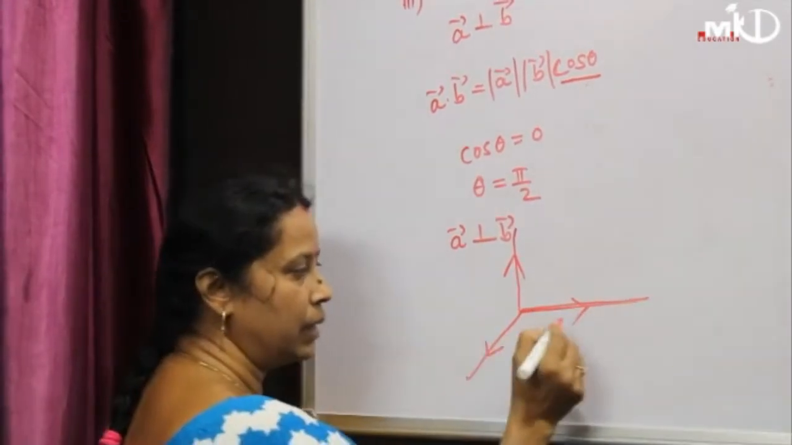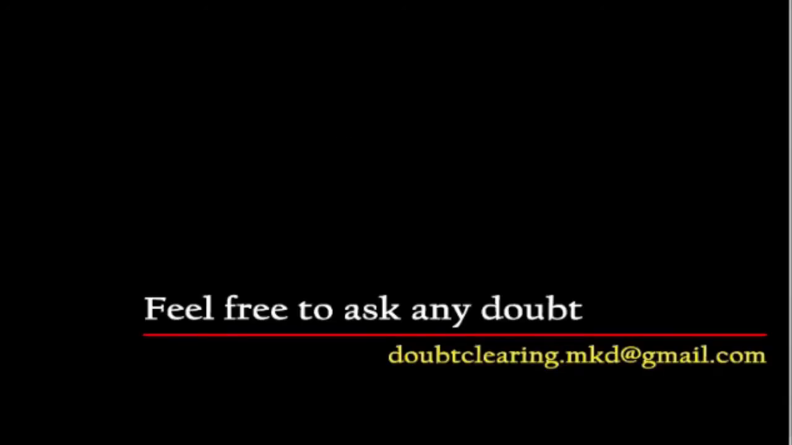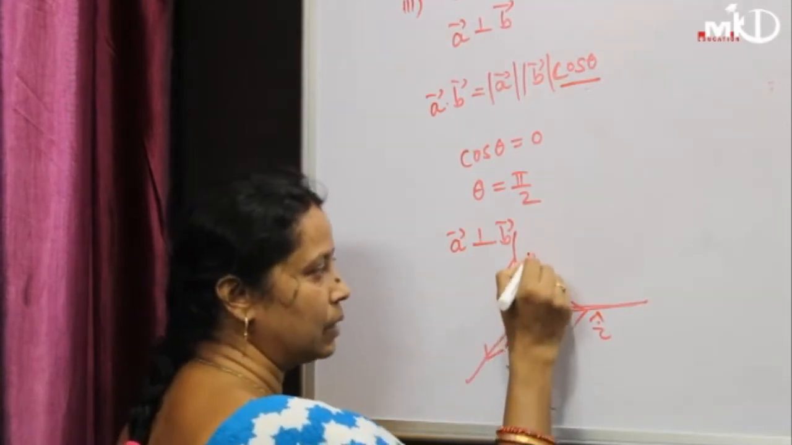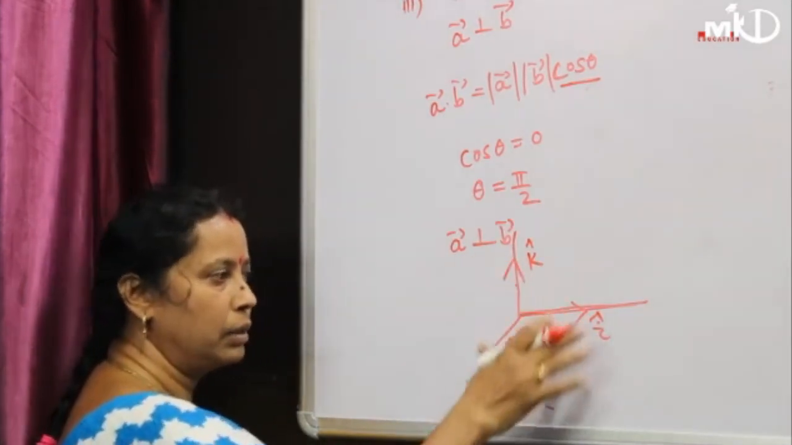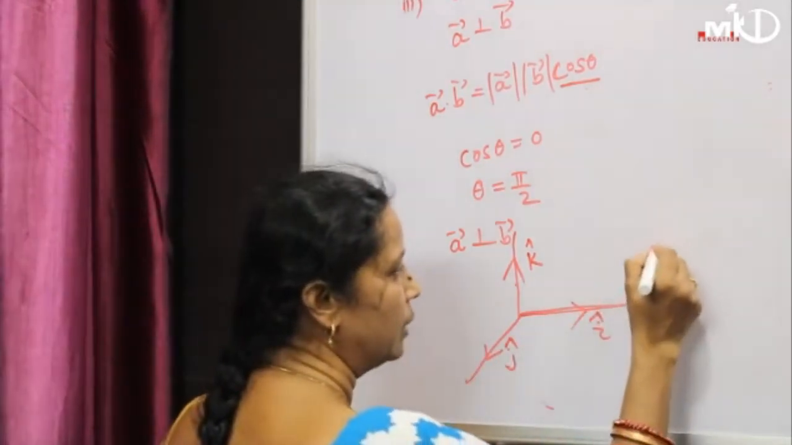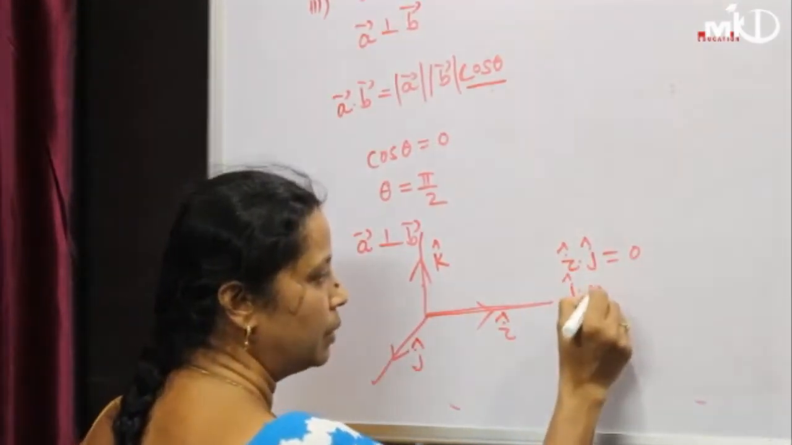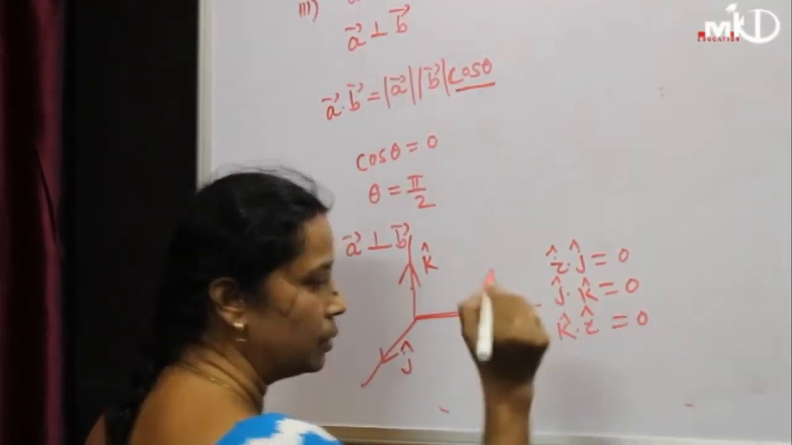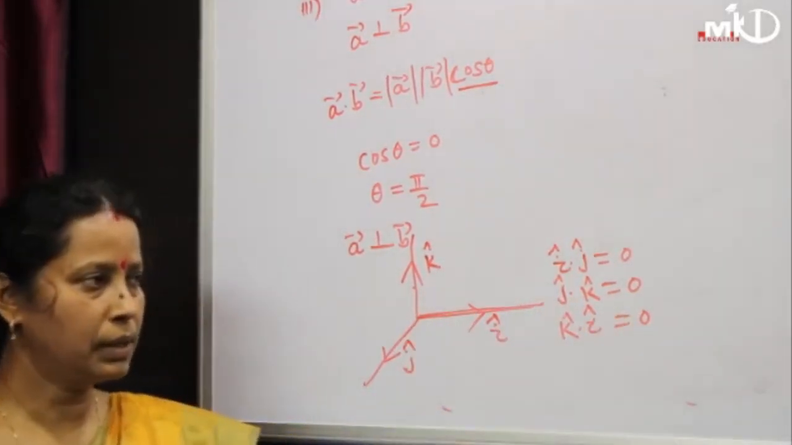The x-axis direction we denote by the unit vector i cap, the unit vector along the y-axis is j cap, and the unit vector along the z-axis is k cap. And we already know i cap, j cap and k cap are mutually perpendicular. So here we find i cap dot j cap is equal to 0, also j cap dot k cap is equal to 0 and k cap dot i cap is equal to 0, because these three vectors are mutually perpendicular, so the dot product is equal to 0.